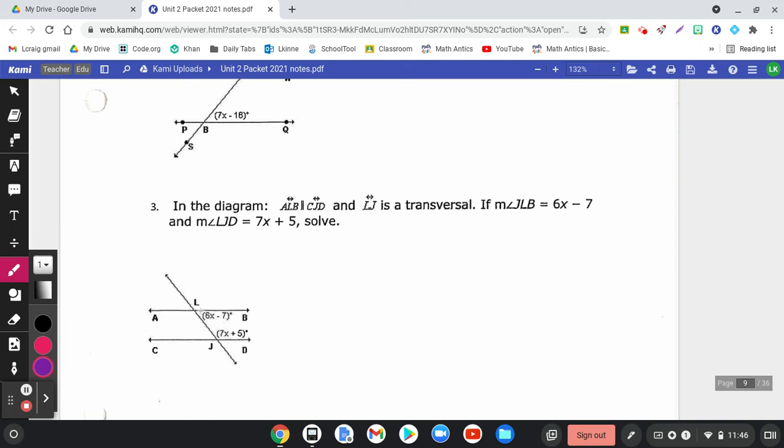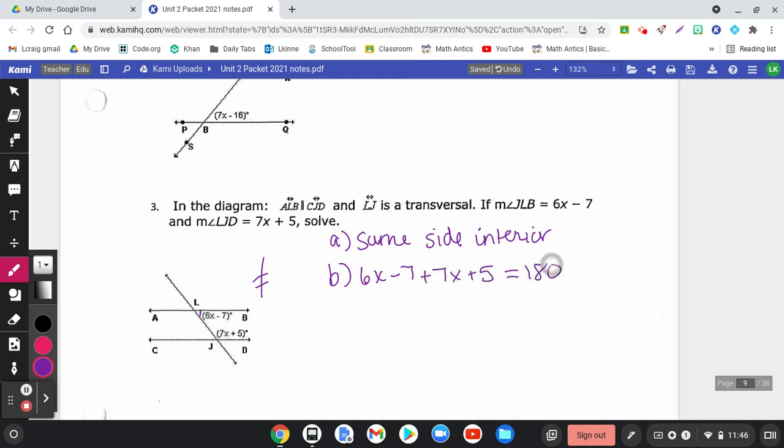Now this one, if you notice, you're dealing with an acute angle, but then this is not acute, that's obtuse. Those are same side interior. So there's your part A, same side interior. All right. And if you look, they are not equal to each other. So if they're not equal, there's only one other option. They add up to 180. 6x minus 7 plus 7x plus 5 equals 180.